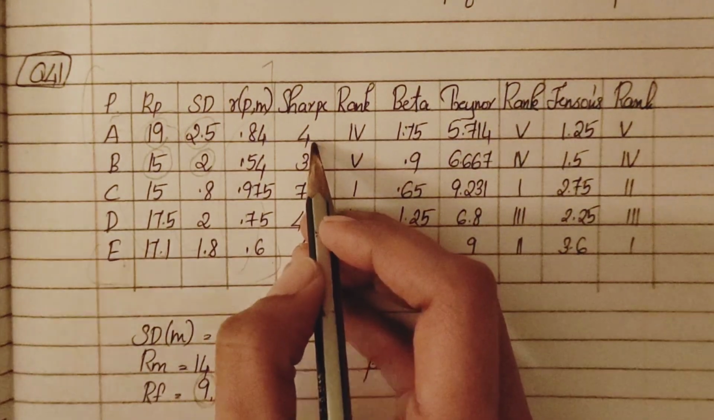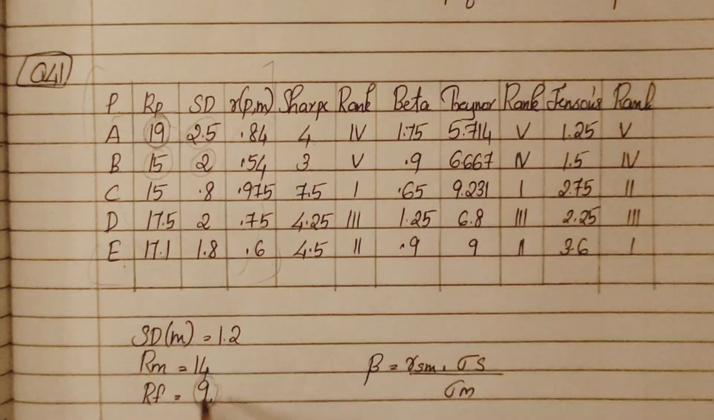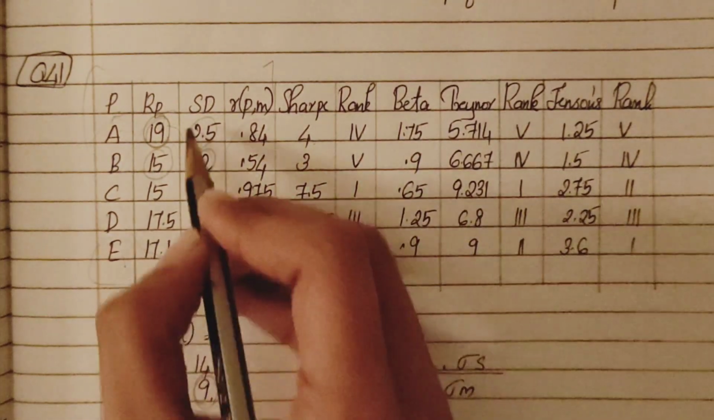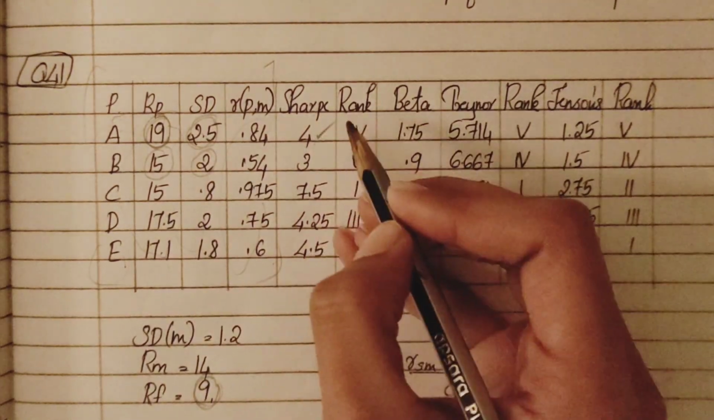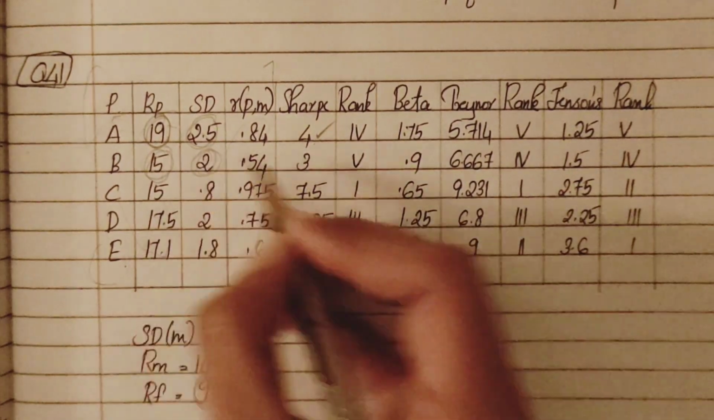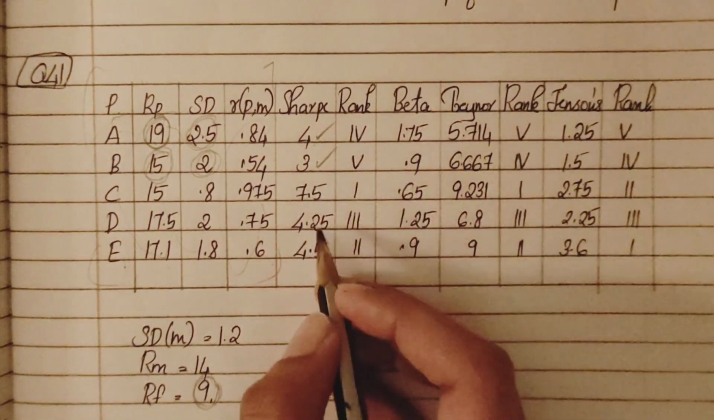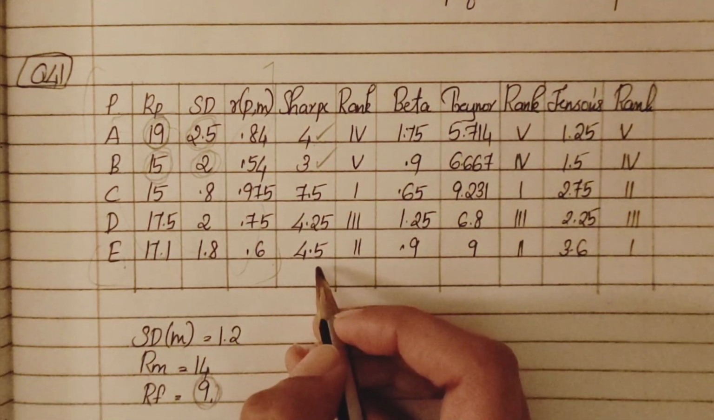സോ ഫസ്റ്റ് പോർട്ട്ഫോളിയോ എയുടെ റിട്ടേൺ ഇസ് 19 മൈനസ് റിസ്ക് ഫ്രീ റേറ്റ് ഇസ് 9 divided by standard deviation 2.5, 4. Second one, 15 minus 9 divided by 2, you get 3. So അങ്ങനെ ഷാർപ്പ് റേഷ്യോയിൽ how much is the ratio? 4, 3, 7.5, 4.25 and 4.5.